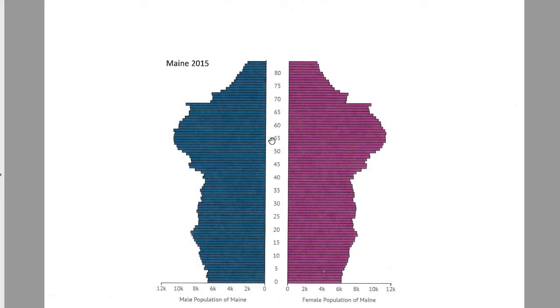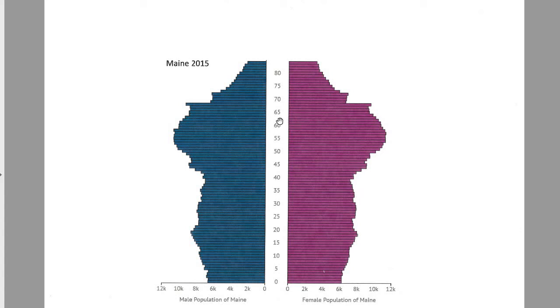So the people in this bracket right here are in their late 50s, early 60s. And so when we see a shape like this, if you've taken human geography, hopefully you can look at this right away and go, that's a declining population. You don't have very many young people who are going to be moving up into this population and having more children to then grow the population.